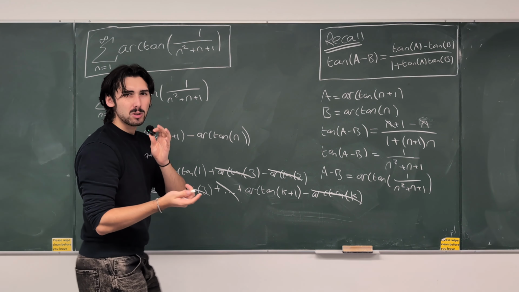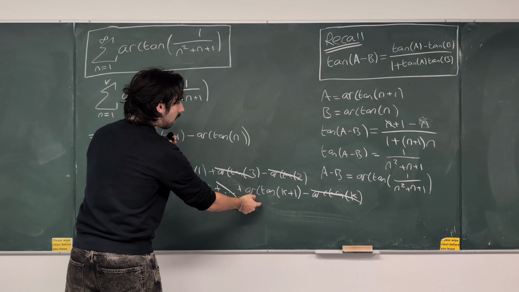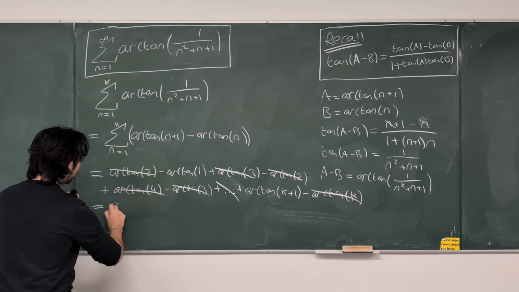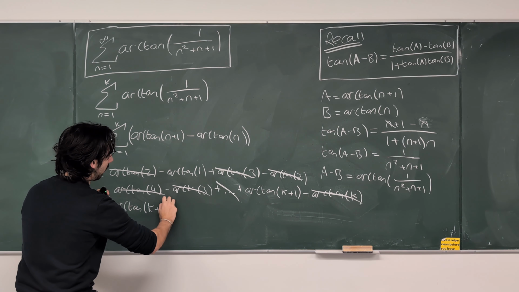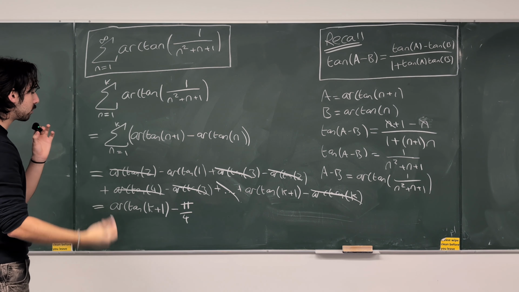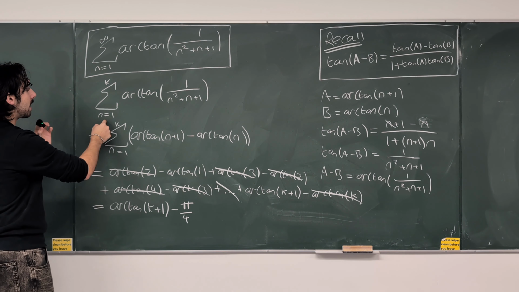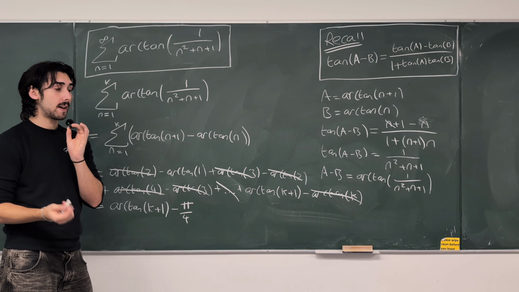By the way, we know the value of arctan of 1. Arctan of 1 is pi over 4. And then we've got arctan of k plus 1. So overall, what we have is arctan of k plus 1 minus pi over 4. That's like our closed form answer. So if you want to go from n equals 1 to k, that's your answer. It's arctan of k plus 1 minus pi over 4, and that's it, we're done.